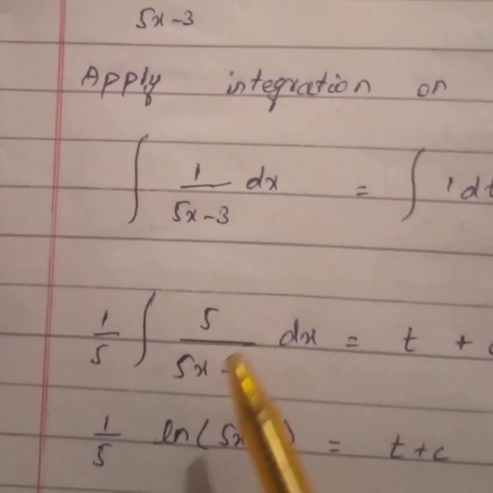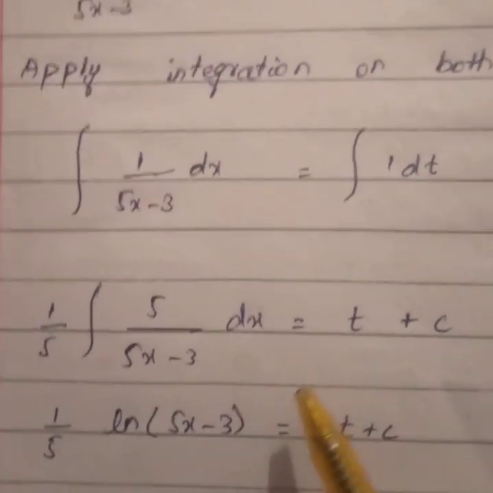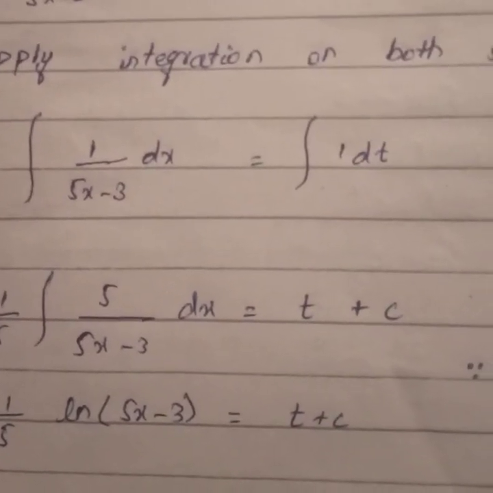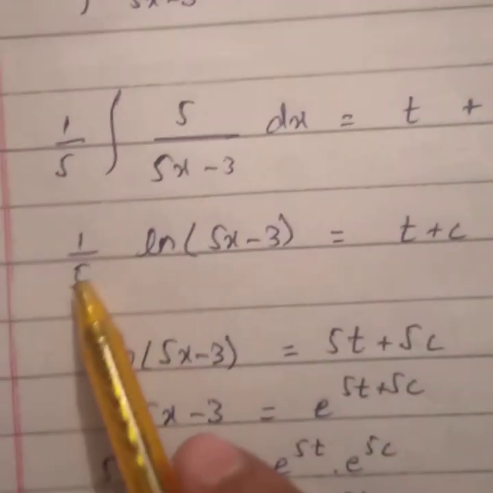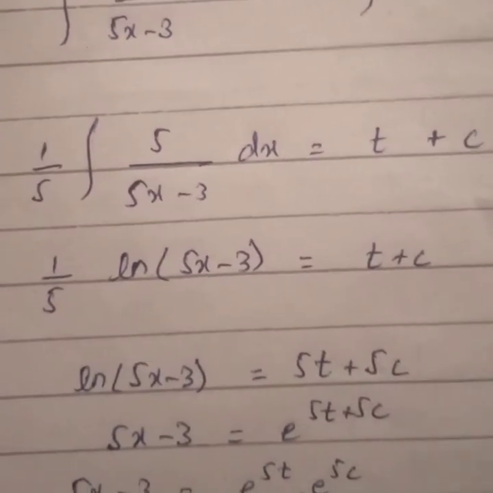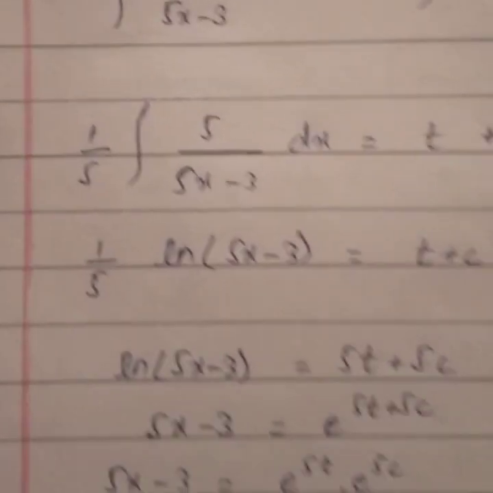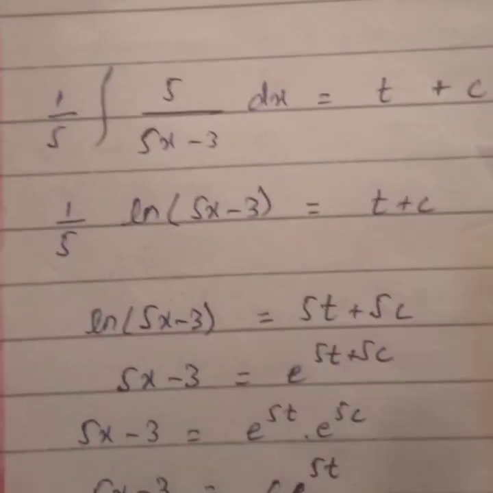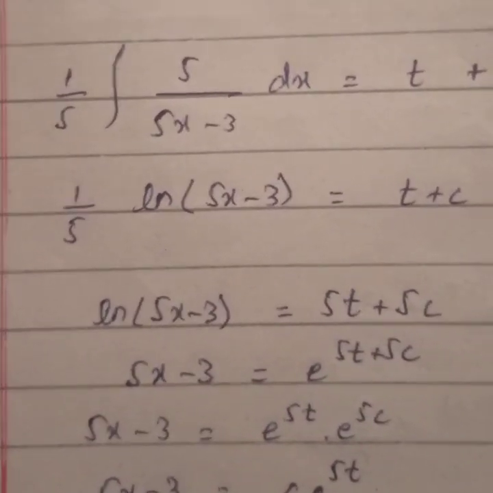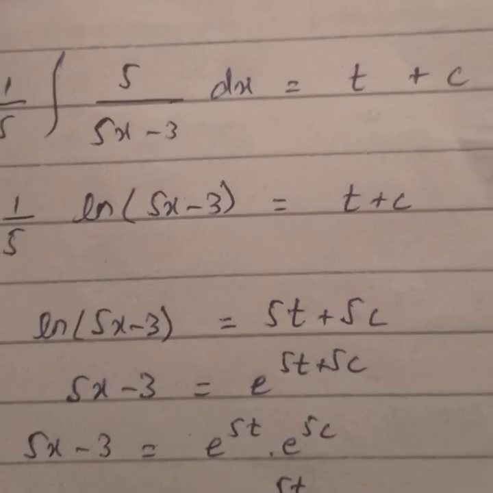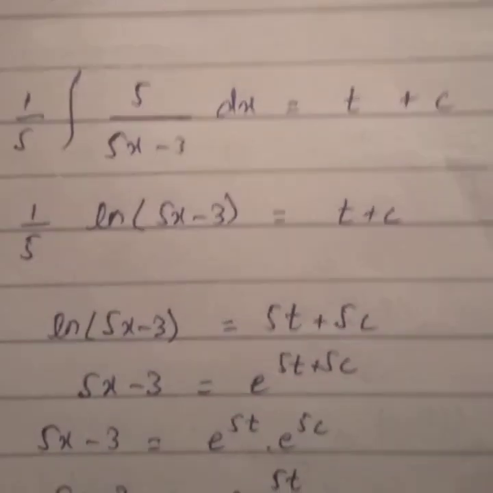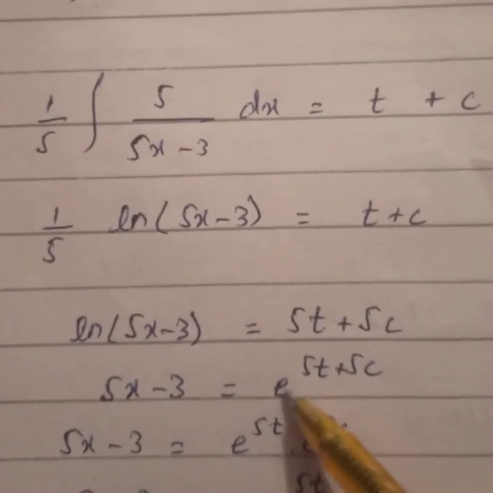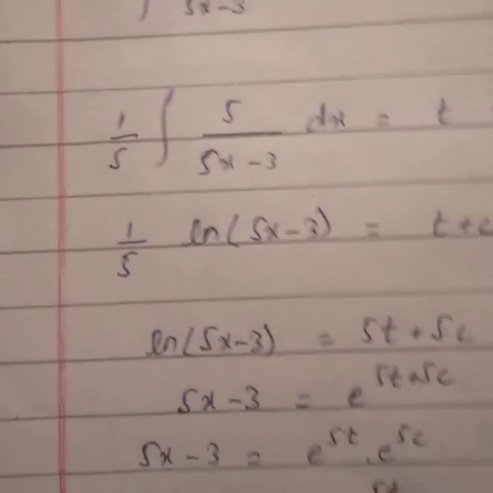So 1 over 5 natural log of 5x minus 3 is equal to t plus c, by using this identity. At the next step, 5 is dividing here, so we will take it to the right side and multiply with t plus c. It will become 5t plus 5c, and on the left side we have natural log of 5x minus 3. We have to remove the natural log by taking the right side function to the power of exponential. The function on the right side will move to the power of the exponential function, then the natural log will cancel out from here.